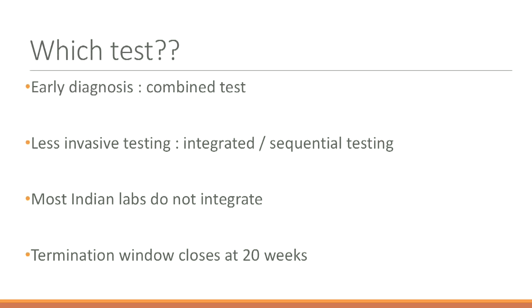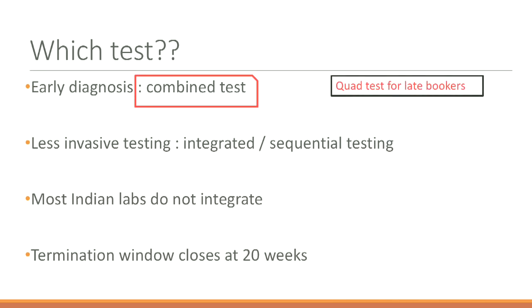So, which test would you use? I would definitely say the combined test, basically because it is an early test, because you have an early test in the first trimester that will allow you to decide whether this child has got a risk for aneuploidy or not. And if you can't do the combined test, or if you miss out on the combined test, the next option would be the quadruple test, especially for late bookers.